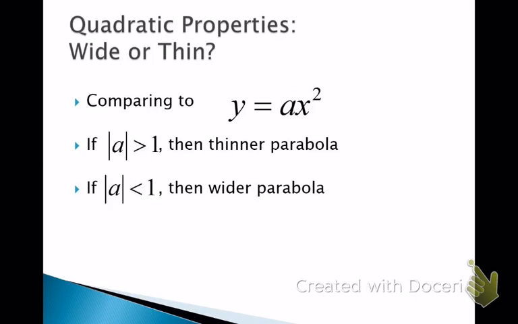And sometimes your a's are fractions. So how can a be less than 1? If it's a decimal or a fraction, and then it starts to really get wide.